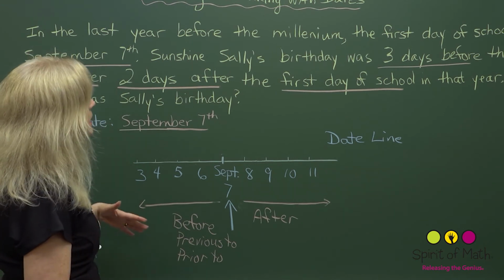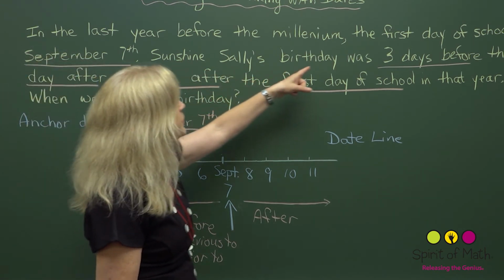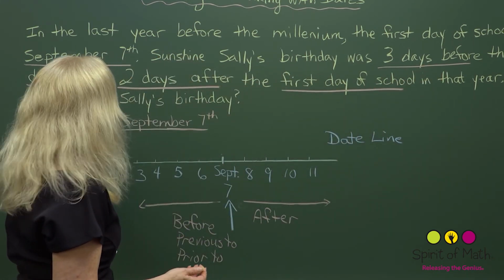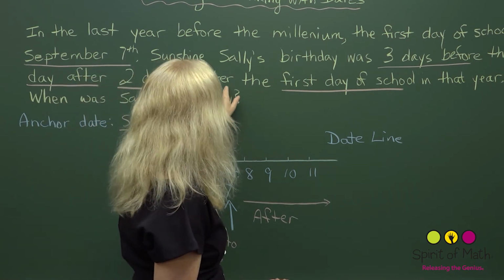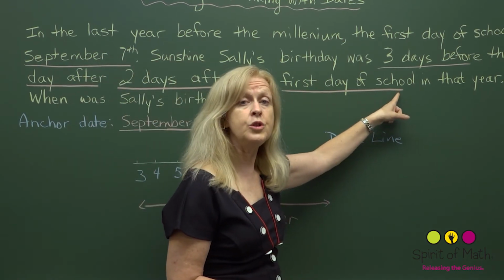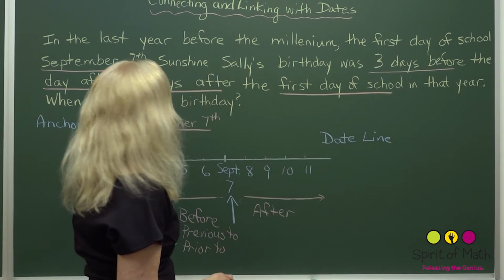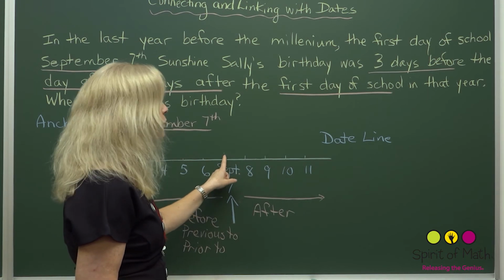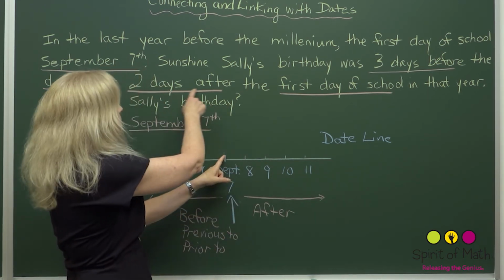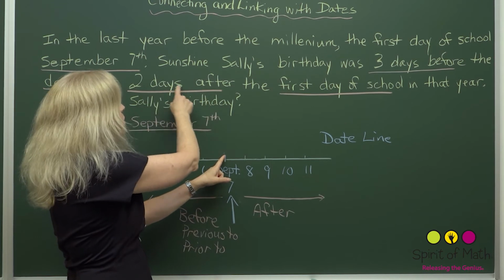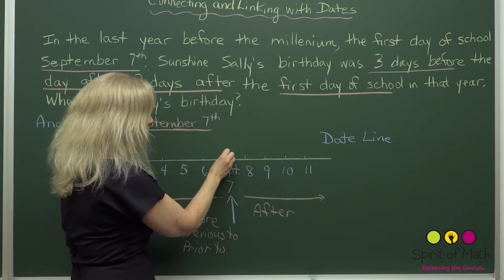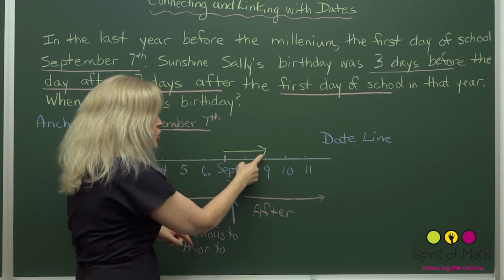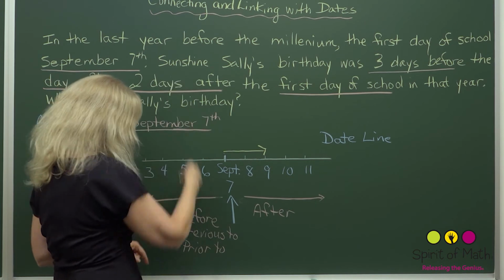Now, it says that Sunshine Sally's birthday was 3 days before the day after. We don't know that, so you can't do anything with that. 2 days after, after what? The first day of school. Oh, do you know what the first day of school is? Yes, it was September the 7th. That's your anchor. So let's start here. First day of school, you've got that. Now you go back to the other piece of information right before that. 2 days after that. Well, 2 days after September the 7th, 8, 9. So you've got 2 days. 1, 2. So that takes care of this one.